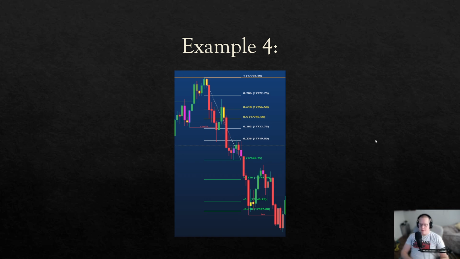So that's 4 examples of Fibonacci's, how I use them. Fibonacci's are a very, very important piece of the puzzle. And like I said, I don't just sell when it hits the 50% or the golden zone. I look for an entry here. Here's a good example as well.